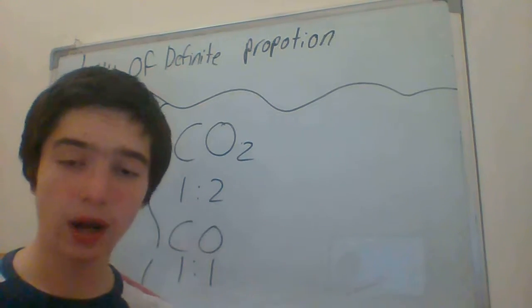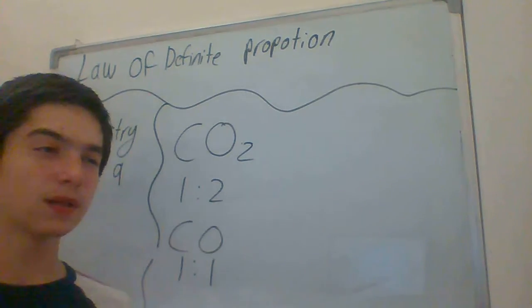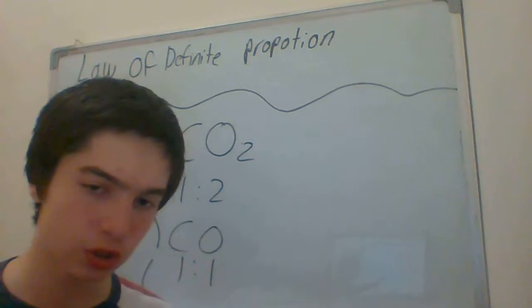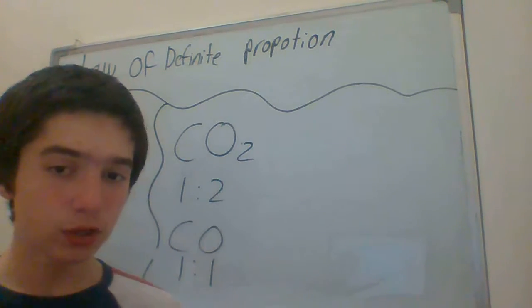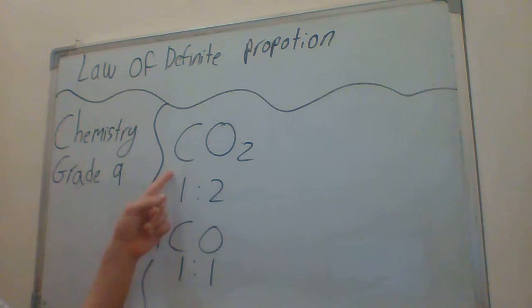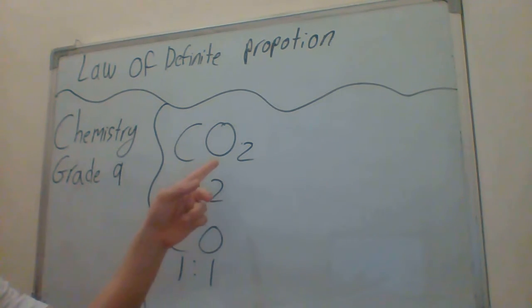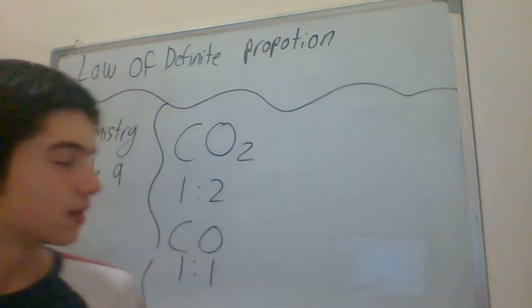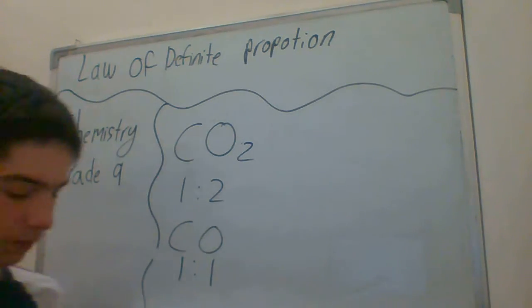So if I tell you I want carbon dioxide, what is the proportion of carbon and what is the proportion of oxygen? You're going to tell me the proportion of carbon is going to be 1, because we need only one carbon atom, and the proportion of oxygen is going to be 2, because we're going to need two oxygen atoms. So that's the law of definite proportion.